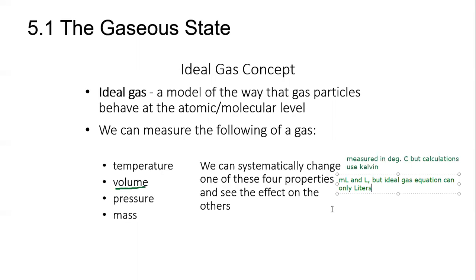We can measure the pressure of a gas, and we'll talk more about what pressure is in just a little bit. But pressure is generally measured in millimeters of mercury, torr, or atmospheres. But for calculations involving the ideal gas equation, pressure needs to be in atmospheres. So whenever you use this ideal gas equation, you got to make sure that you convert your pressure into ATM. And we'll talk about how to do that in just a little bit.